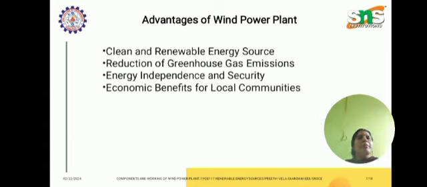We all know about the merits of the wind power plant because it is a clean and renewable energy source, with reduction of greenhouse gas emissions and economic benefits for the local communities. These are the various advantages of the wind power plant.